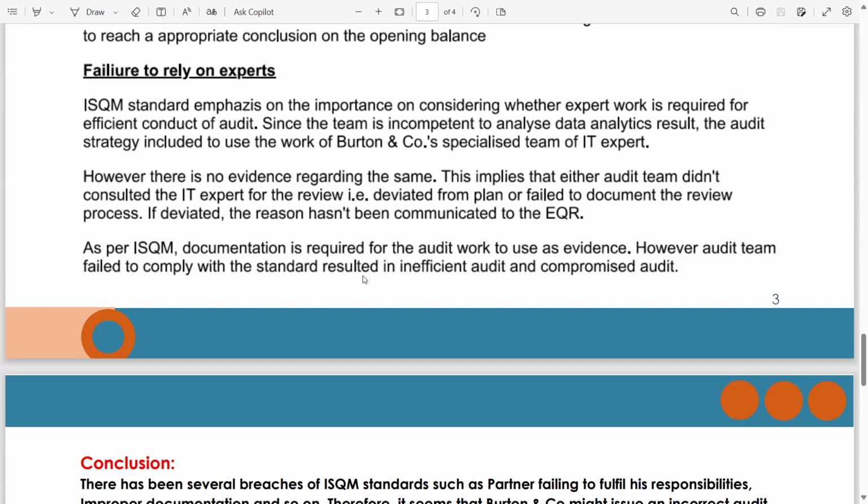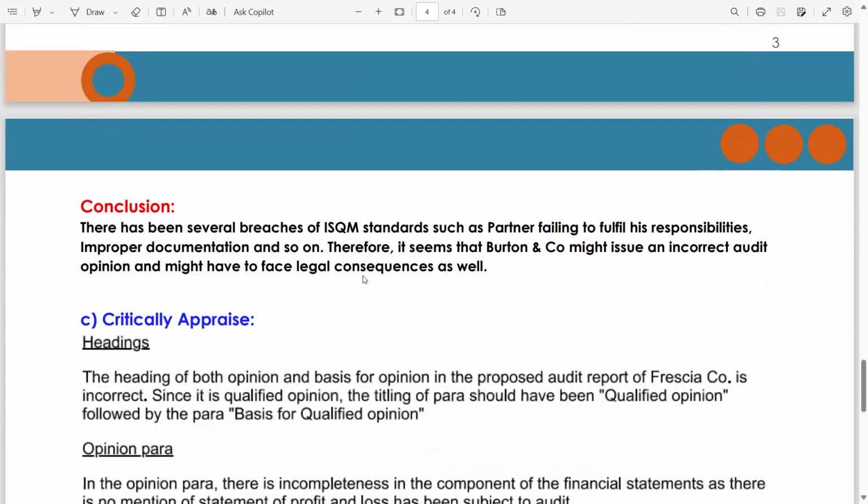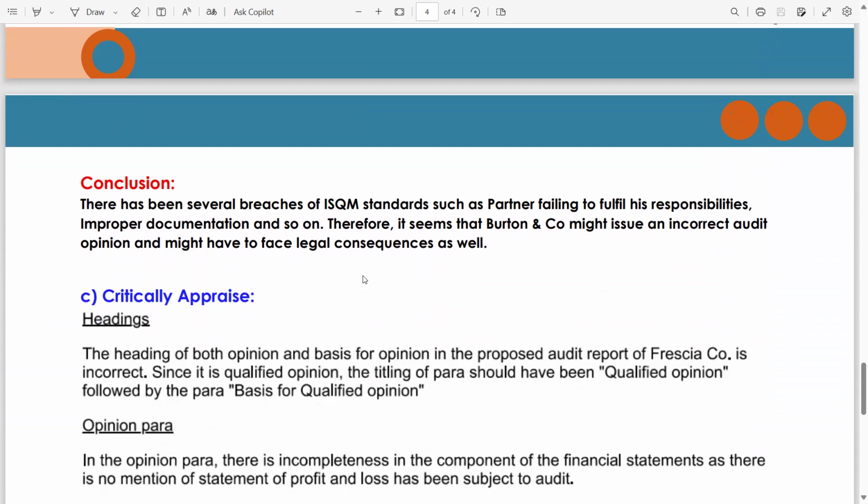Now, in the end, we know if there is an evaluation, then we have to give a conclusion. There have been several breaches of ISQM standards, such as the partner failing to fulfill his responsibilities regarding the appointment or proper assigning, improper documentation, and so on. Therefore, it seems that B company might issue an incorrect audit opinion and might have to face the legal consequences as well. So this is your conclusion.